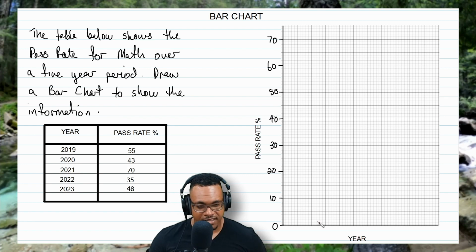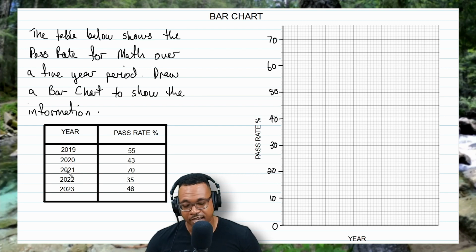So for my year, this would be the categories. So I don't have to start at 0 for the bar chart because these things here are considered to be categories. So 2019 is a category, 2020, 2021, and so on. So I'll just start with my first category and end with my last category. So I'll be starting with 2019 and ending with 2023.